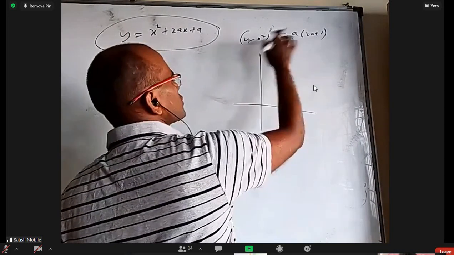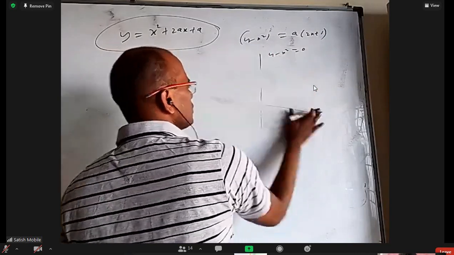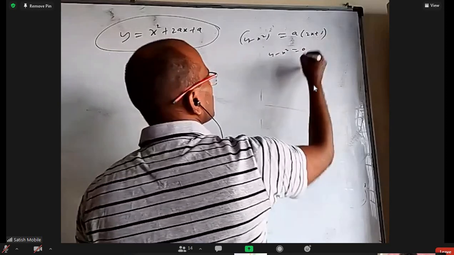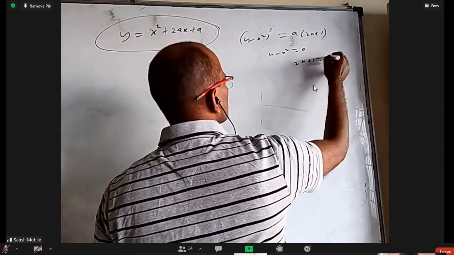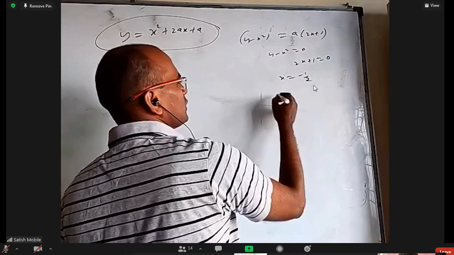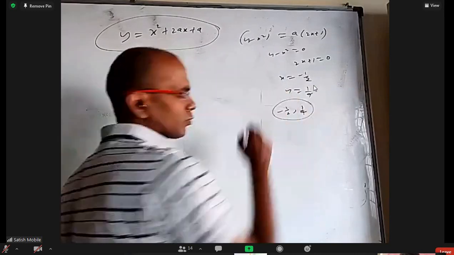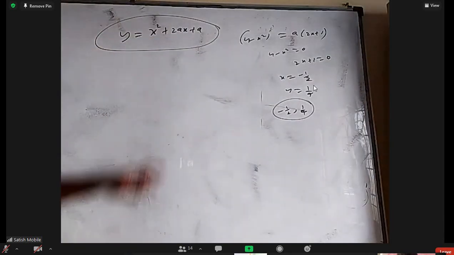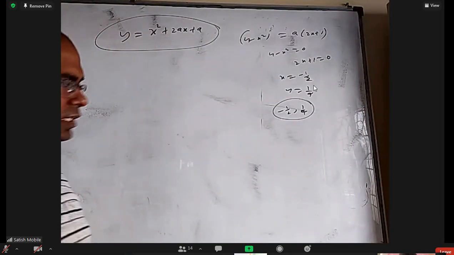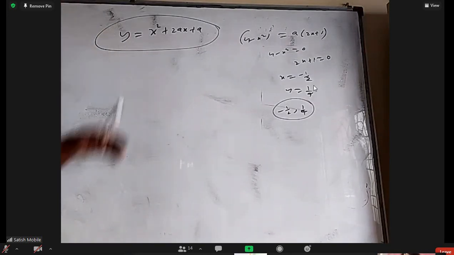So if I take this 0, y minus x square equal to 0 and 2x plus 1 equal to 0, I get x equal to minus half and y is equal to 1 by 2. So minus half comma 1 by 2. So whatever a you take, this will always pass through minus 1 by 2 comma 1 by 2. That is one.